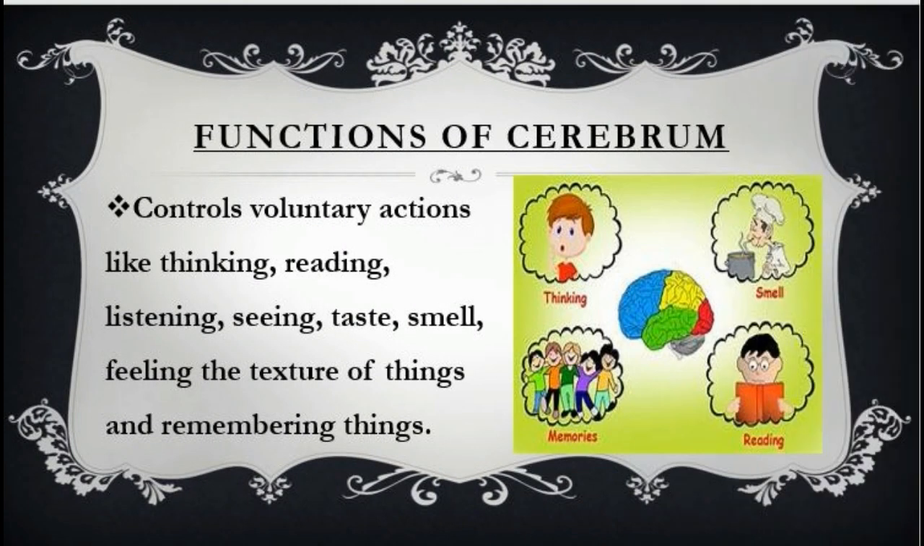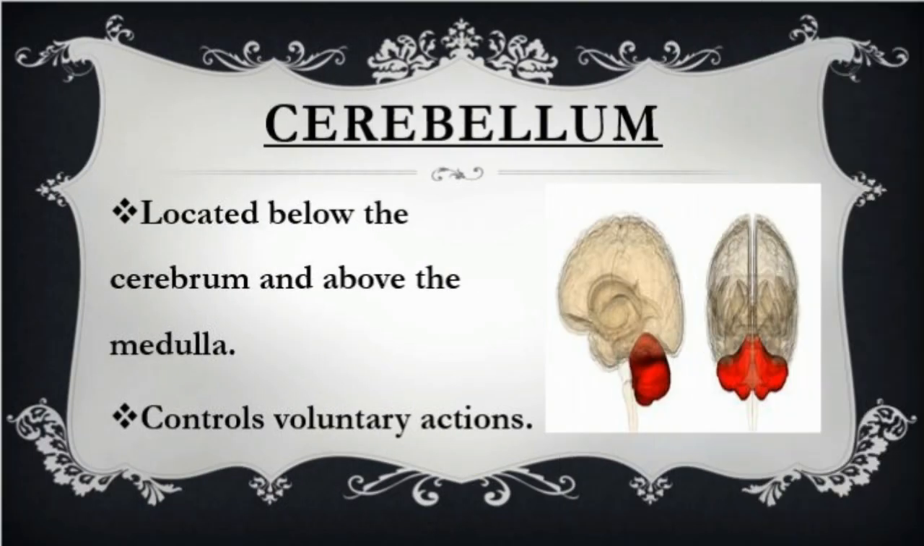The cerebrum controls the voluntary actions of the body. Voluntary actions are those actions which are consciously performed by our body. The voluntary actions controlled by cerebrum are thinking, reading, feeling, listening, seeing, taste, smell, feeling the texture of things and remembering things. The second part of the brain is called the cerebellum.